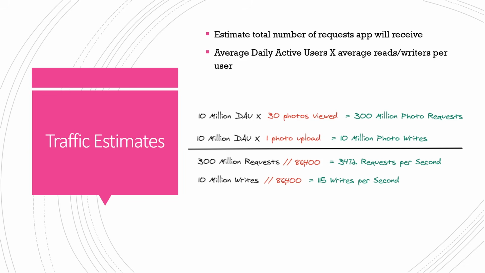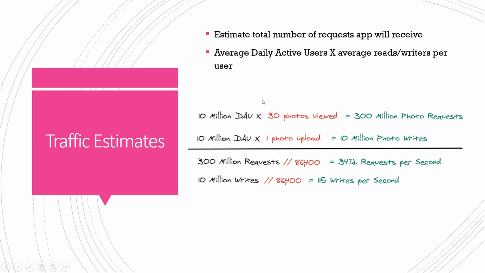So now let's put this into practice. We're going to do some example calculations for an Instagram type app. First up, we'll do a traffic estimate, and the formula for this is your average daily active users, multiplied by the average amount of reads per user and writes per user.